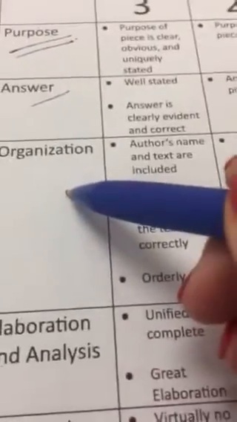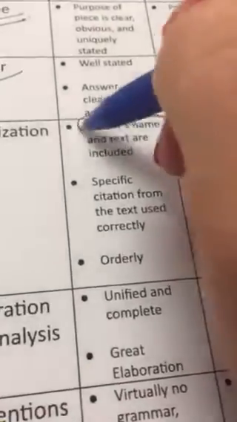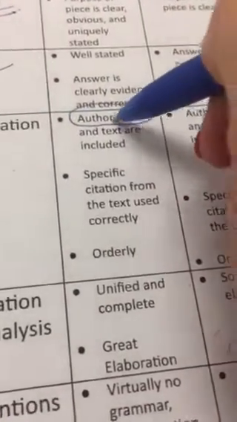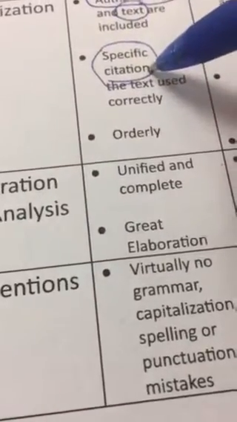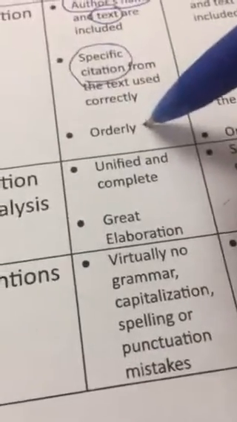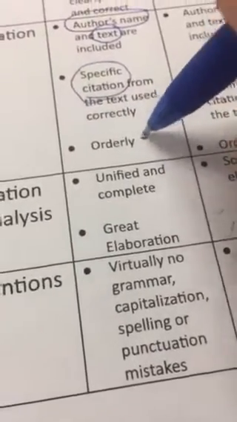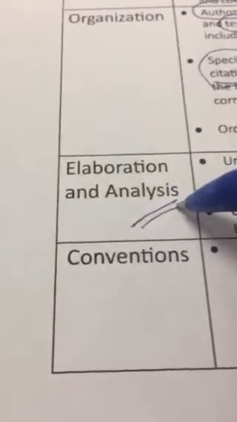Your organization is an easy way to get a bunch of points very quickly. You need to include the author's name. You need to include the title of the text. You need a specific citation. I'm going to go over that in this video, and it needs to be orderly. Most students don't have a problem with putting things in order. And you need to elaborate and create an analysis of what you think.